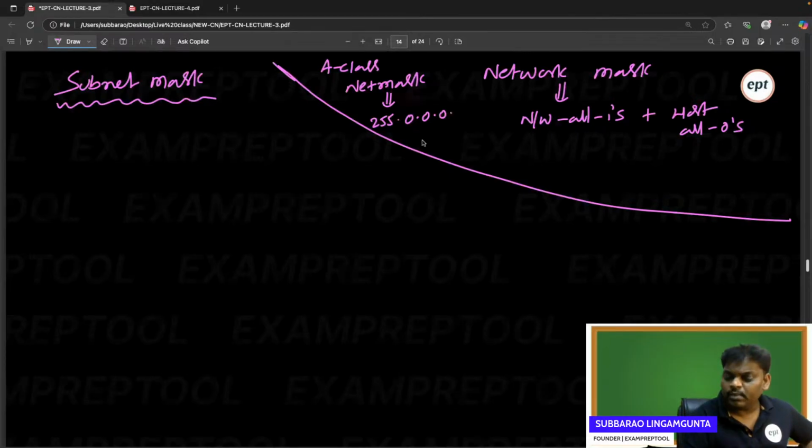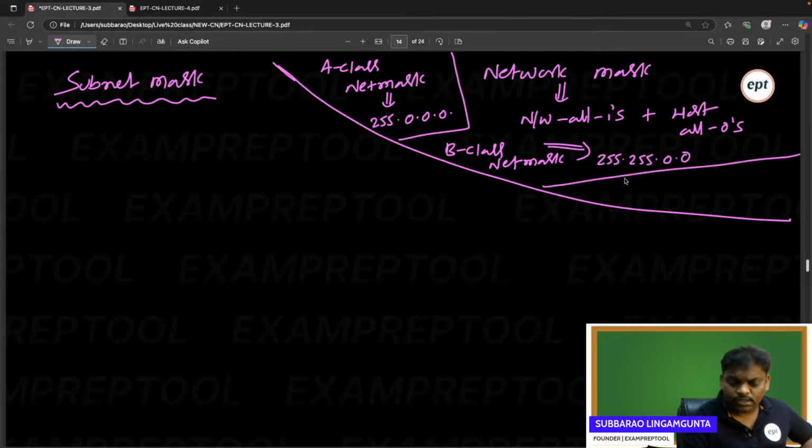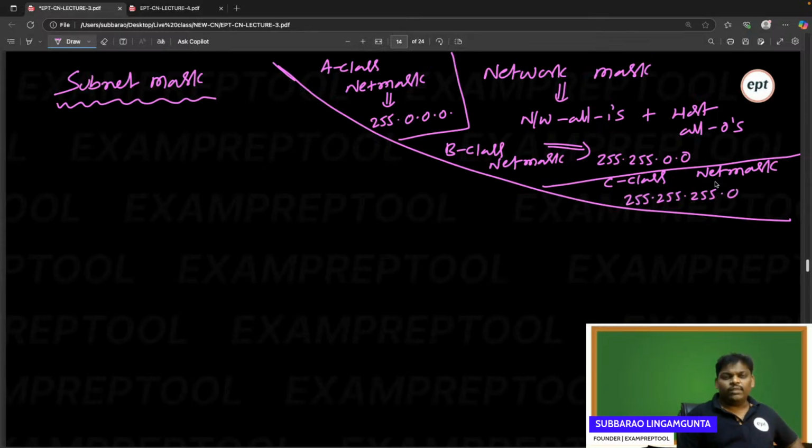Some people may ask, what about B class? Let's check. B class net mask. B class means 16 and 16: 255.255.0.0. So B class is also completed. Can you see the C class? C class net mask is 24 and 8: 255.255.255.0. So be comfortable with the net mask.